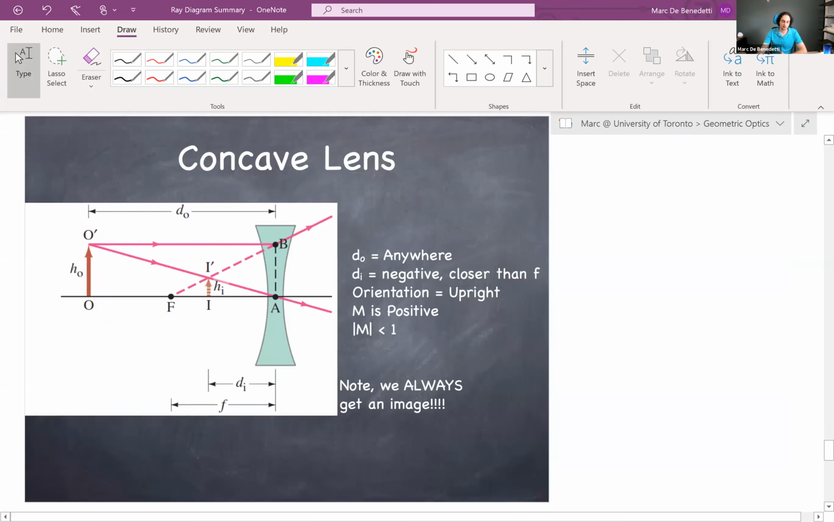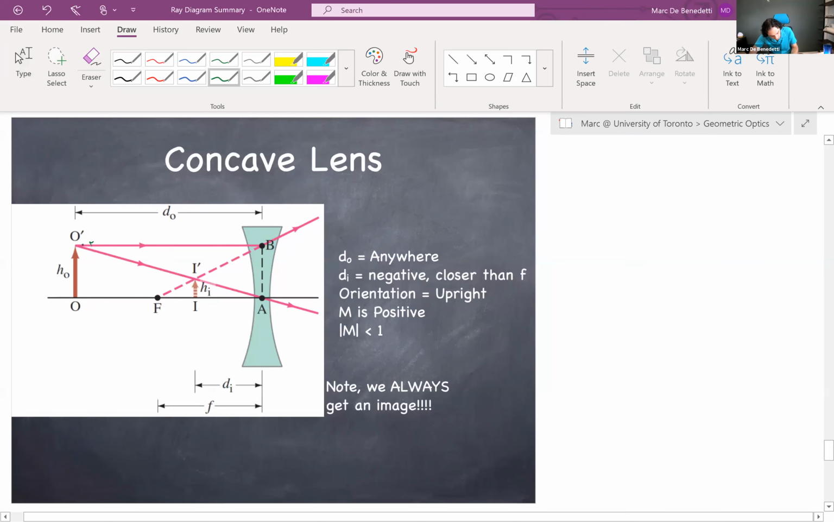And then last but not least, we have the concave lens. Again, the ray diagram is very similar. We go in parallel and then out as if it's through the focal. And the other one is we go in through the focal and come out parallel, something like that. So here, anywhere, same thing with the diverging mirror, the convex mirror.